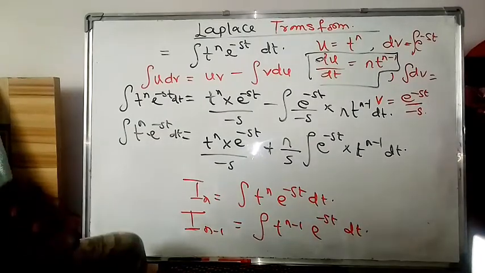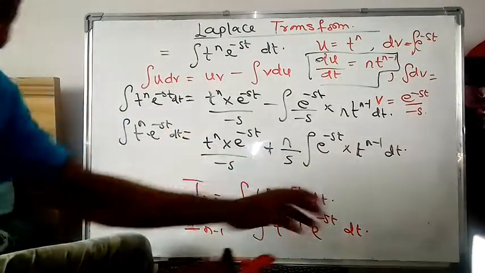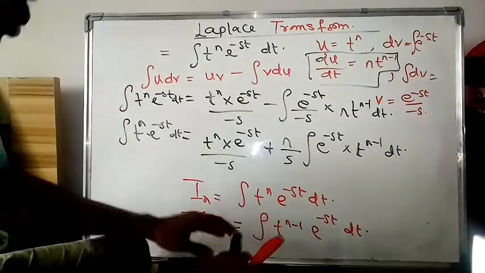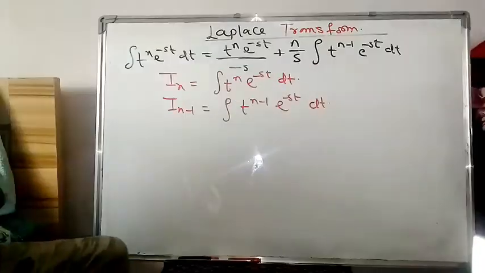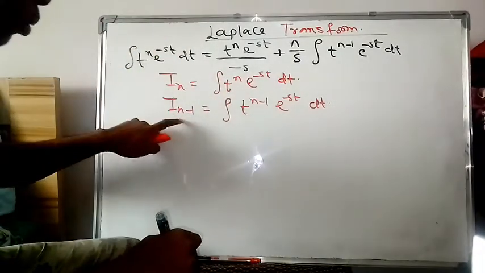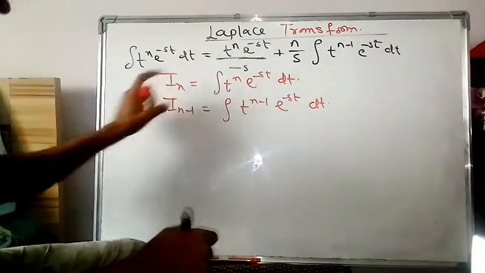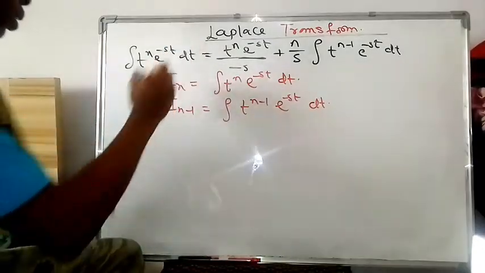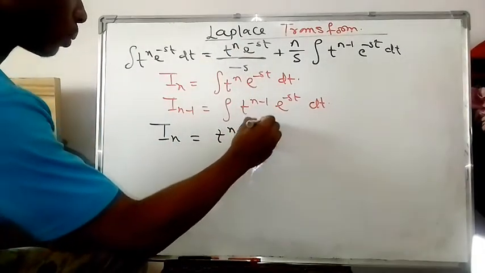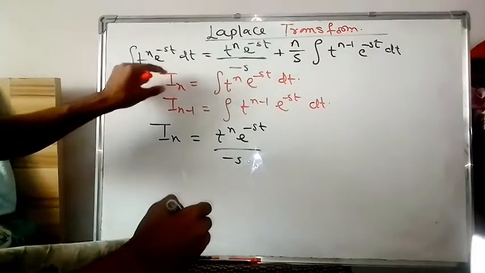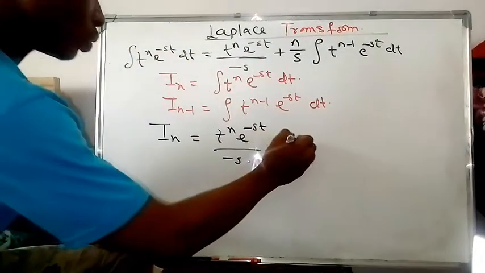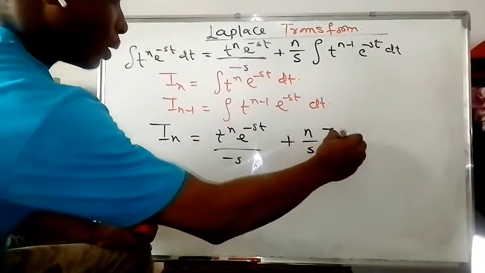Note that we didn't follow the normal process of integration by parts, because we are going to have some repetition, but not the same thing that we can substitute I for. But this is a very understandable process, so I want you to follow me step by step. Continuing from where we stopped, I let I subscript n be equal to this, and I subscript n minus 1 equal to this. Substituting, I subscript n is equal to t raised to the power n times exponential minus st divided by minus s, plus n over s times I subscript n minus 1.